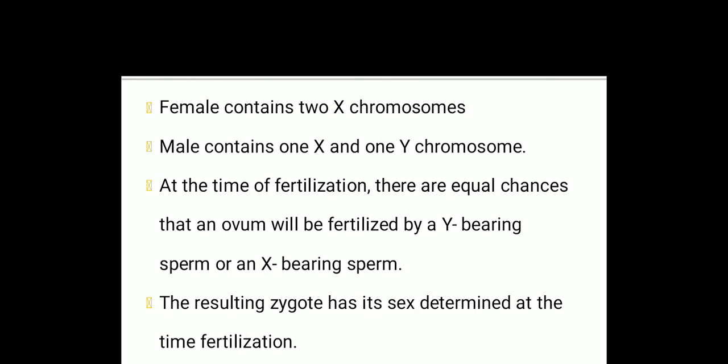Male contains the X chromosome and the Y chromosome, so here it is called heteromorphic. Male chromosomes are called heteromorphic. Why is it called heteromorphic? Because the male consists of both, X and Y chromosomes.